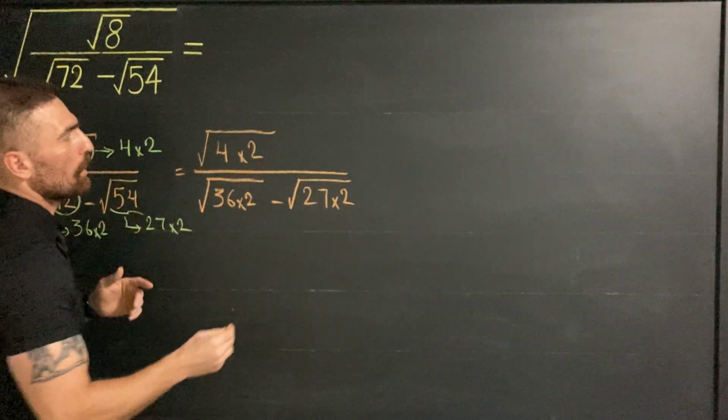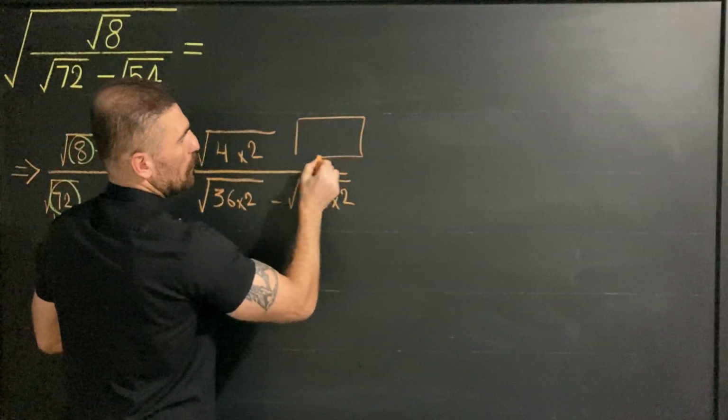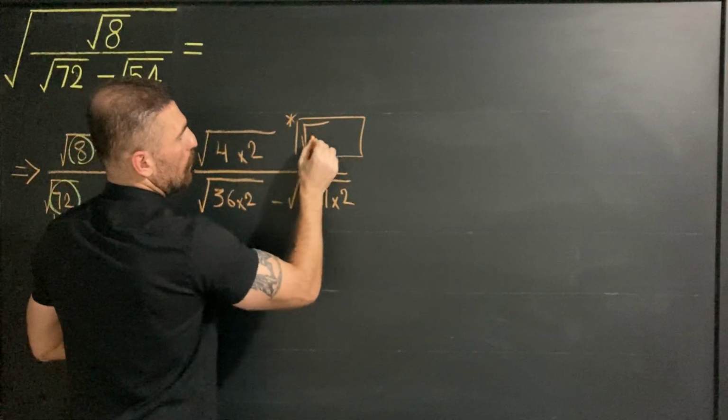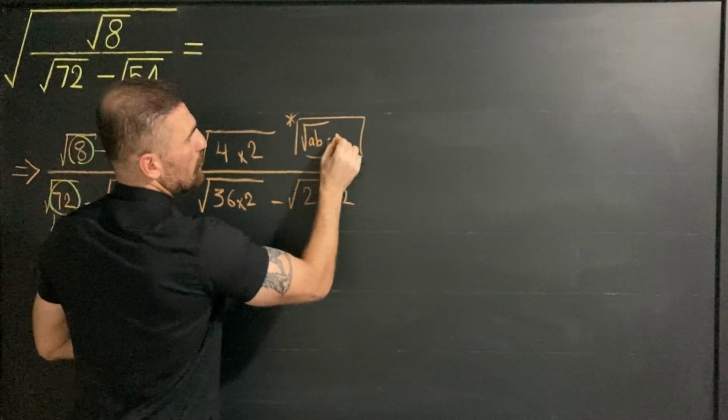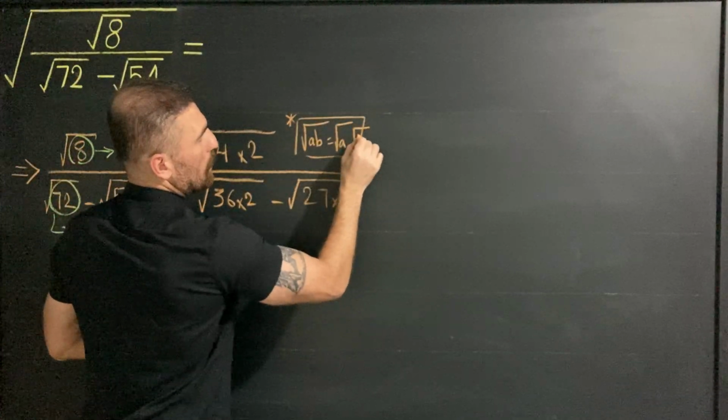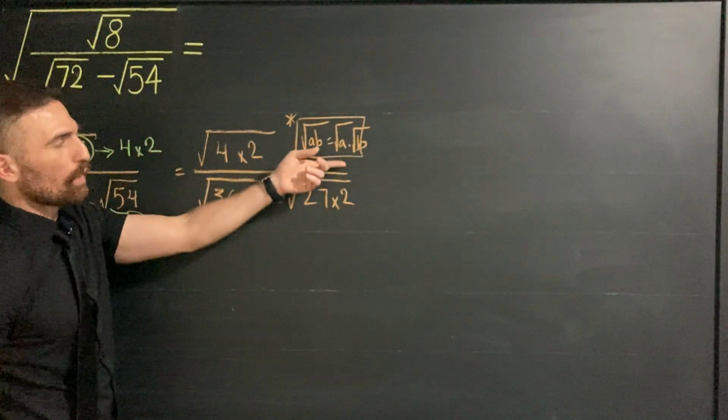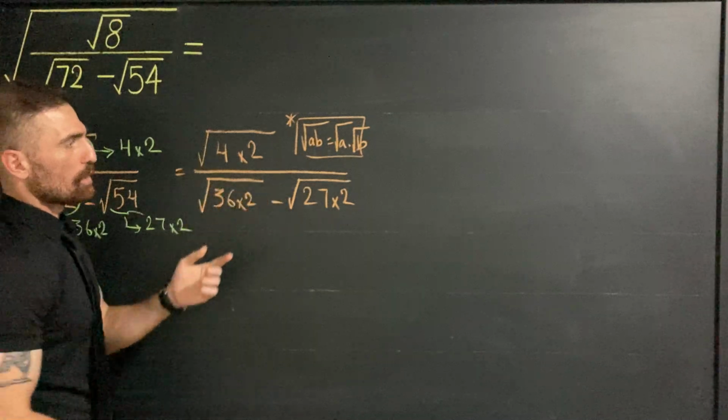Next step, as you know, second root of a times b can be written in the form of second root of a times second root of b. Let me write it here. Second root of a times b is second root of a times second root of b, right? So I'm going to follow this exponential rule to continue the solution.